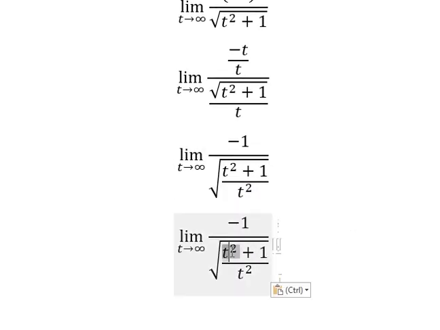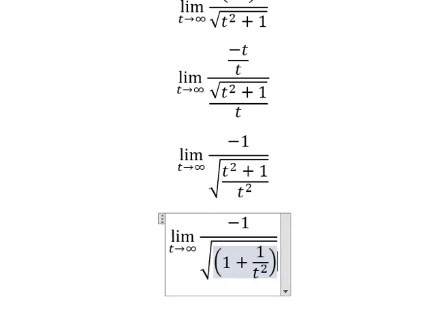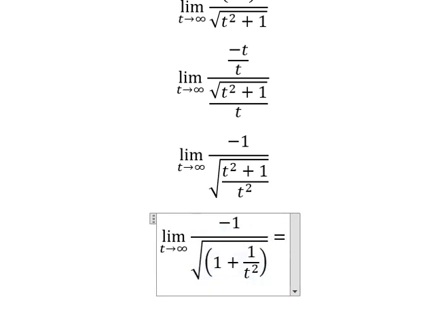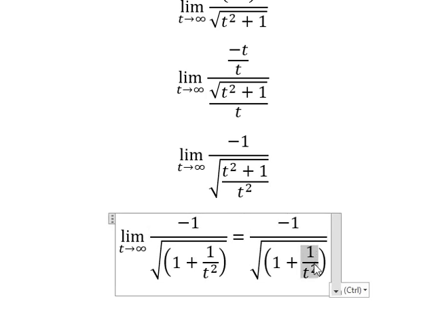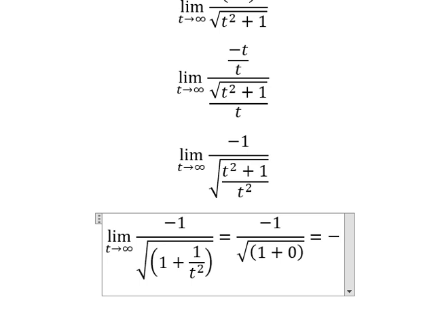So t squared divided by t squared, number 1 divided by t squared. So we have 1 plus 1 over t squared. So when t approaches to positive infinity, this one will go to positive infinity. This one we have 1 divided by positive infinity. You got 0. And now we can simplify like this. And this one we have negative number 1.